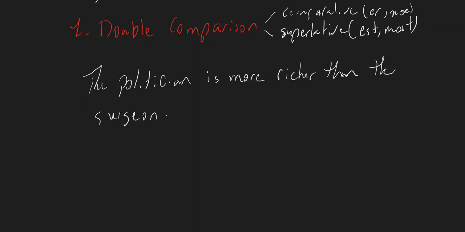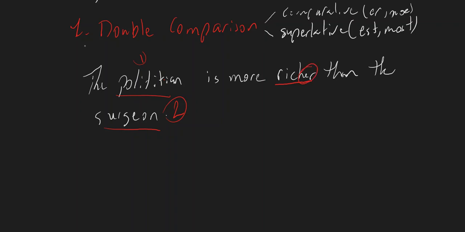Now if you look at this sentence, the politician is more richer than a surgeon. Now we can clearly see that we're comparing the politician, this is one, with a surgeon in terms of how rich each one is. So the comparison is using the adjective rich in the comparative form. We know that rich is a one syllable adjective, therefore we need to add an er.